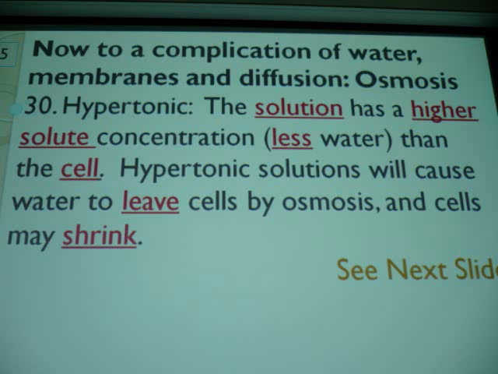Now, let me tell you something about this. If there's a lot of stuff in the solution, there must not be much water in that same thing.